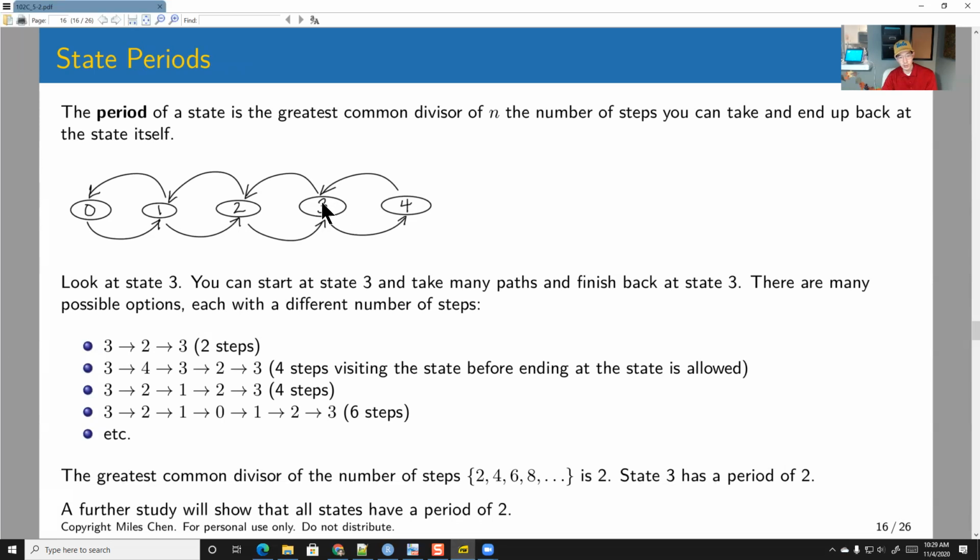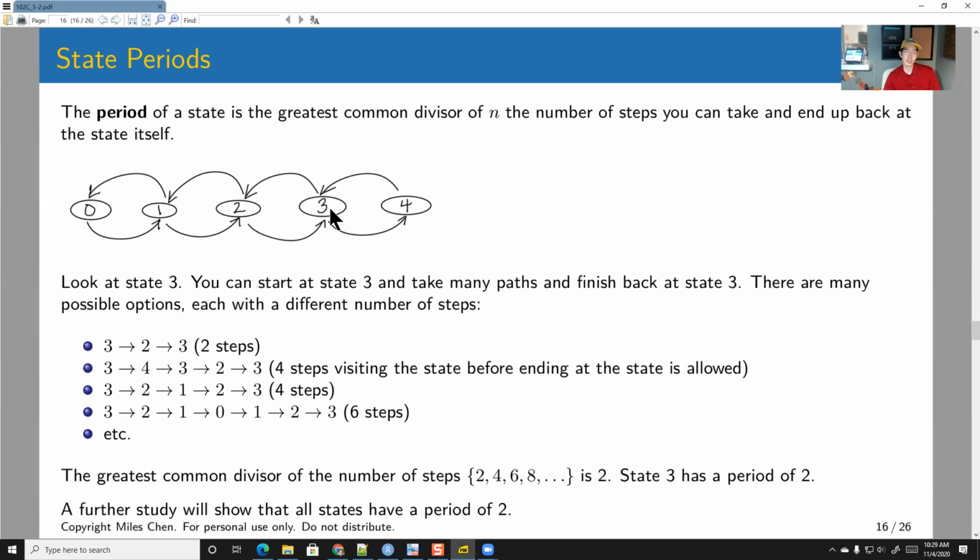So this is 1, 2, 3, 4. That's 4 steps. You can go 3 to 2 to 1 to 2 to 3. That's also 4 steps: 3 to 2 is 1, 2 to 1 is 2, 1 to 2 is 3, and 2 to 3 is 4. Or you can go 3, 2, 1, 0, 1, 2, 3, and that would be 6 steps, and so on and so forth.